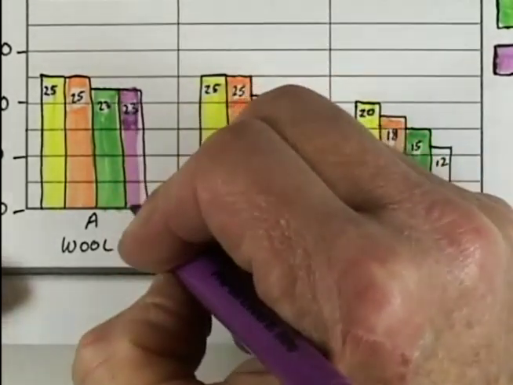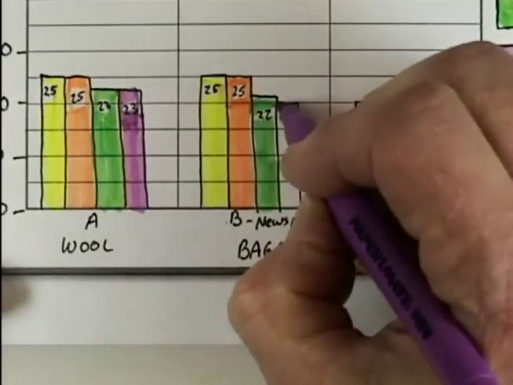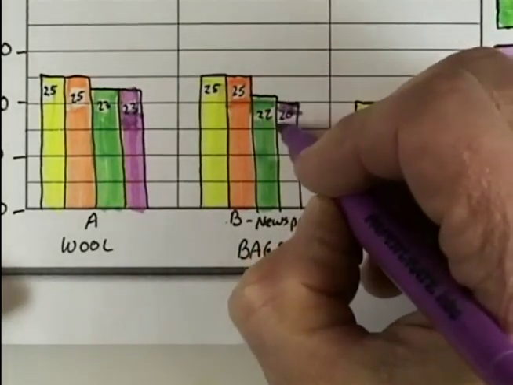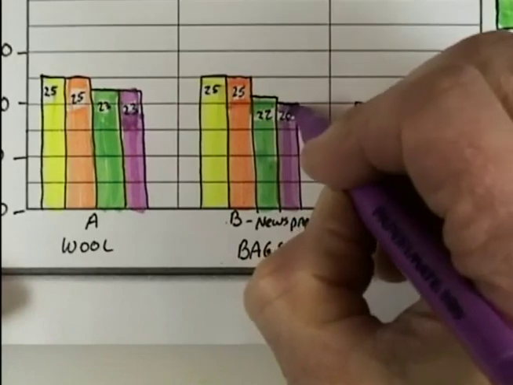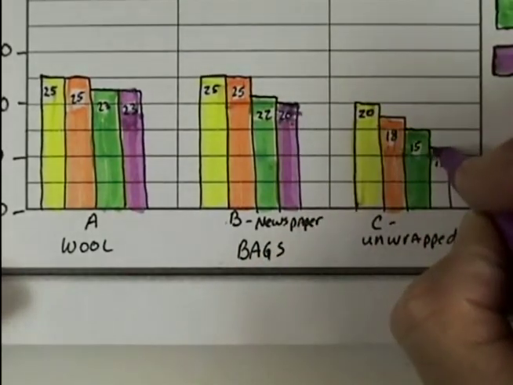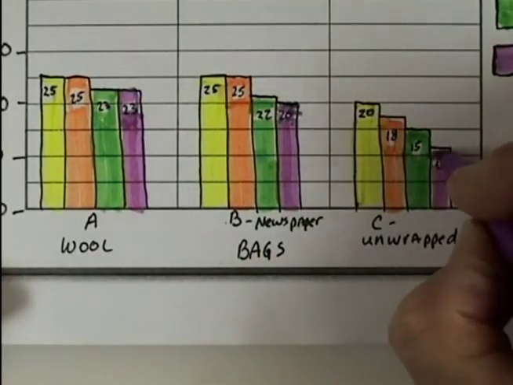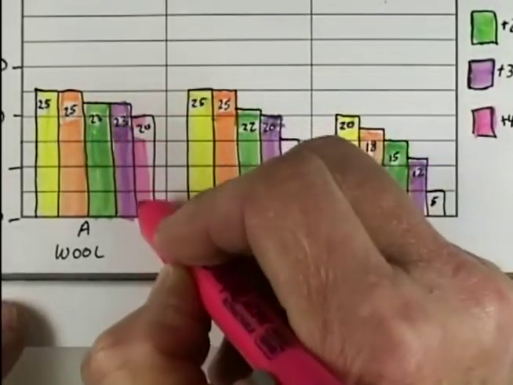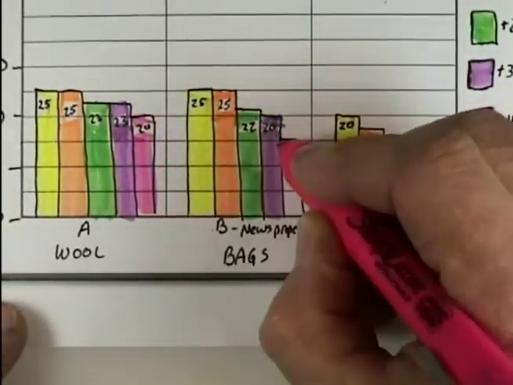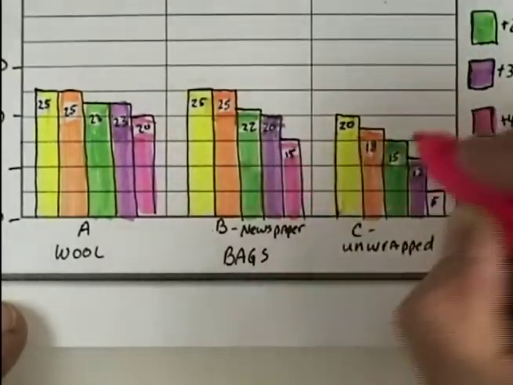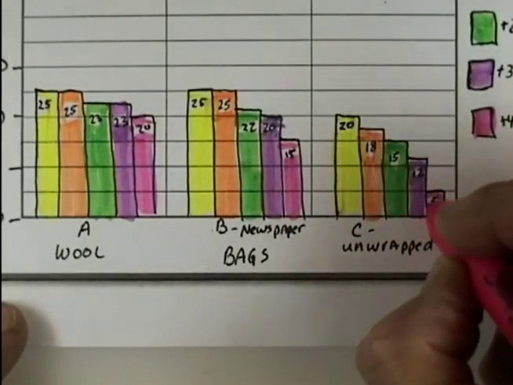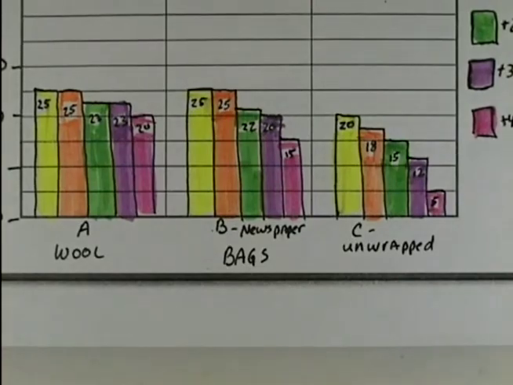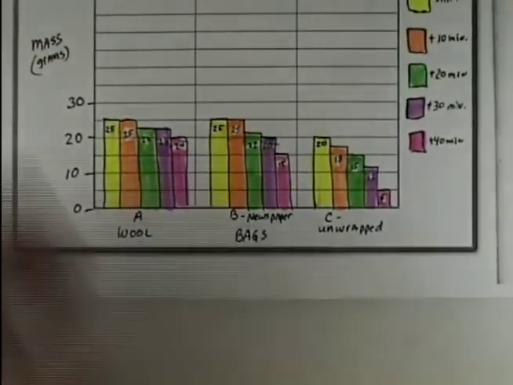The different colors just help me see the times a little bit better. And I have one more time to do. 20, 15, and 5. So that is a big difference.